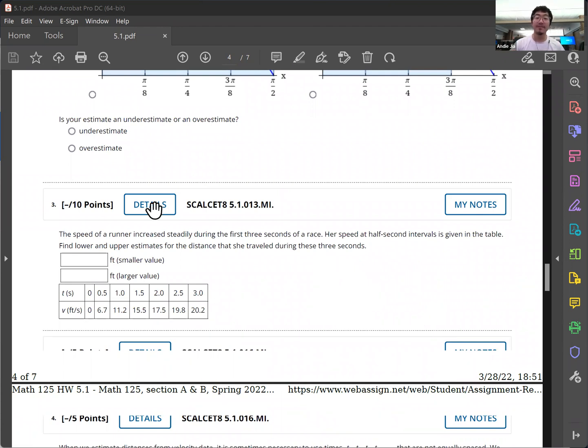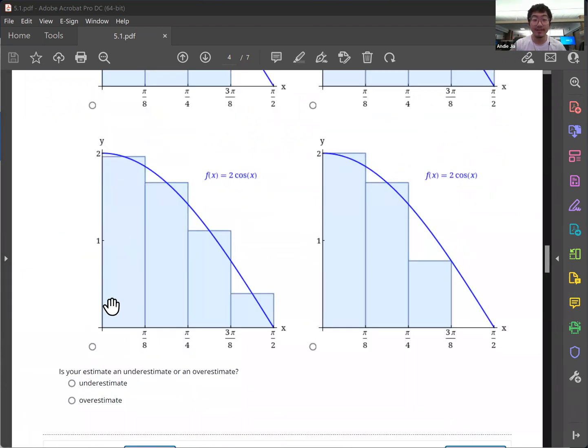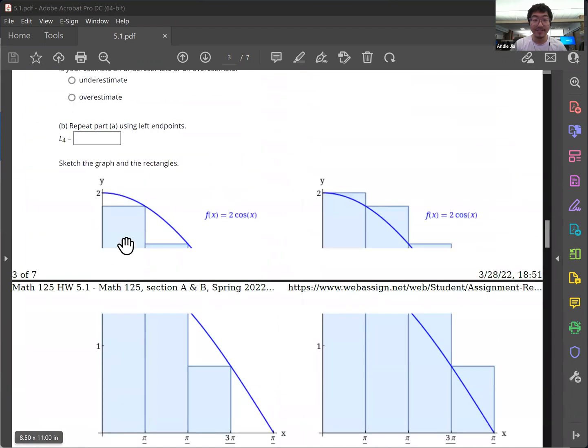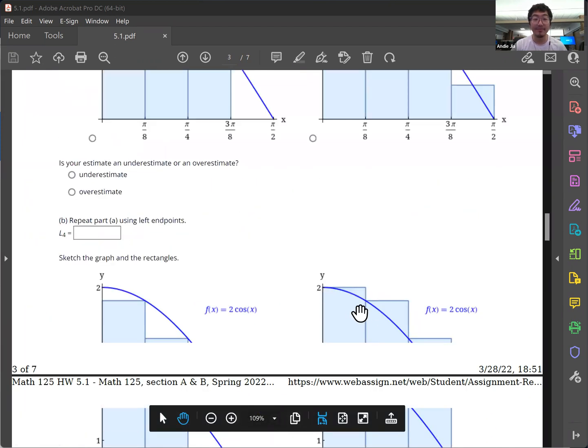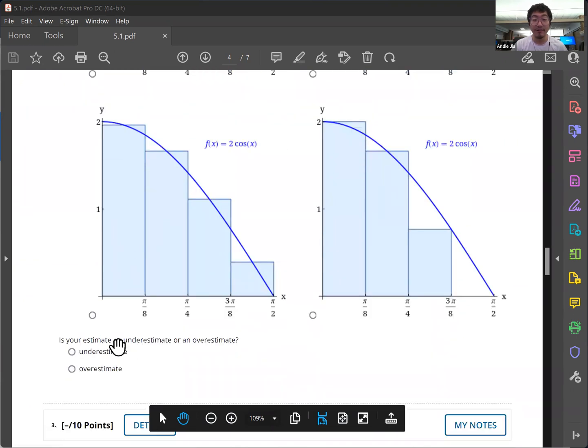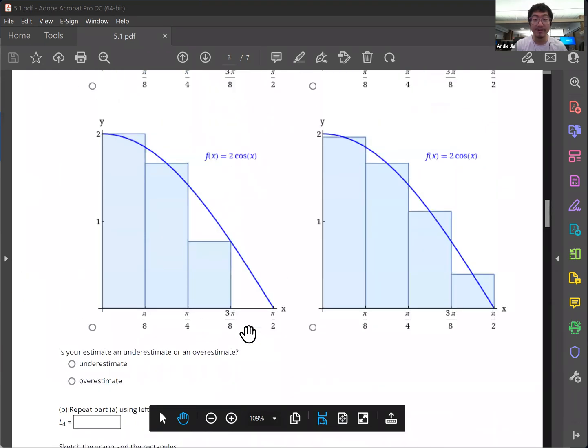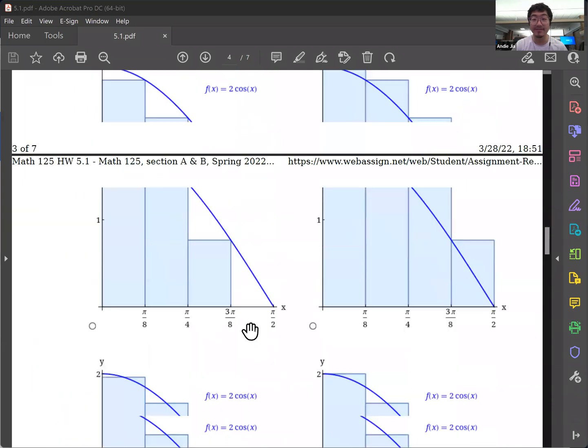And now I want to point out some questions. This is a decreasing function over the interval. So the left endpoint is an overestimate, and the right endpoint is an underestimate.